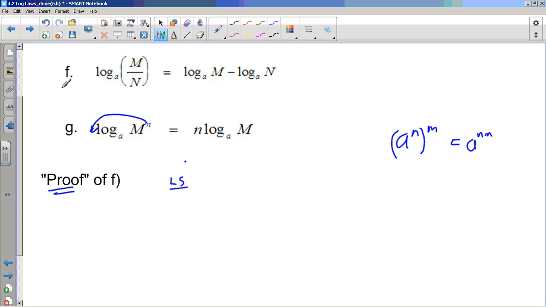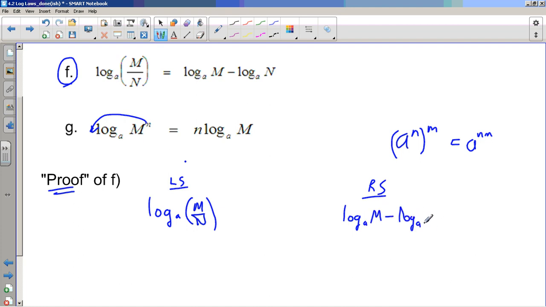Again, if I want to prove something, I'm going to break it into its left side and right side, and I want to somehow turn this into this. The other two are very similar. Basically, and this isn't a fantastic proof, but at least it's a way to make you believe that these are true, we're going to lean back on what we know about exponent laws.